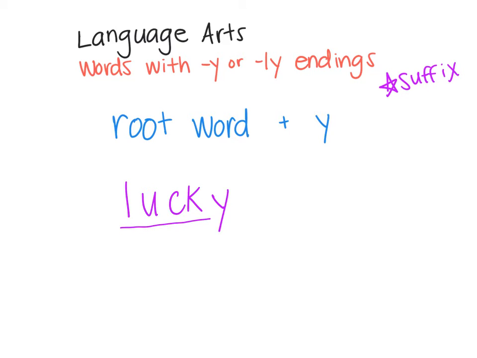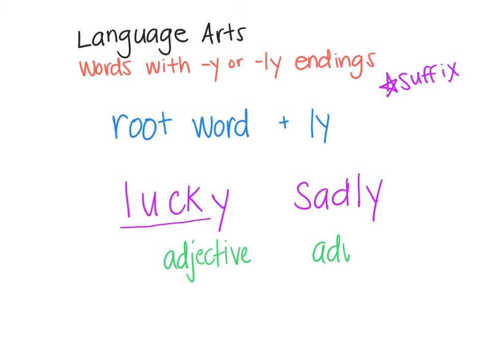Let's see another example. If I had a word like sad, I could add ly to the end of that word and say sadly. Like, sadly, this didn't work out the way I wanted it to. And so when we add a y to the end of some of the words, we change the word to an adjective. If we add an ly to the end of the word, we change it to an adverb. So it changes the meaning of the word, and that's what a suffix does. This becomes an adjective, and this becomes an adverb. Okay?